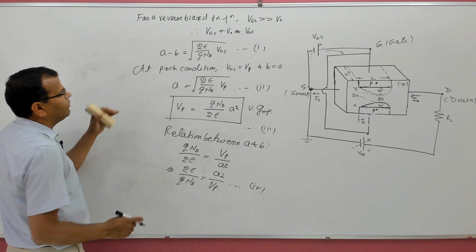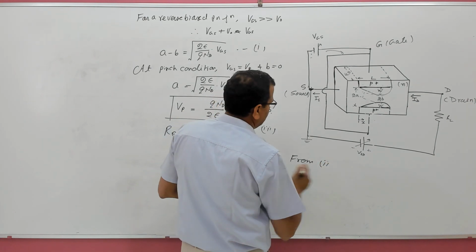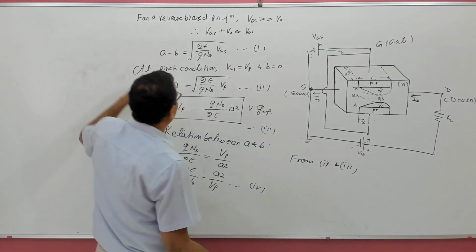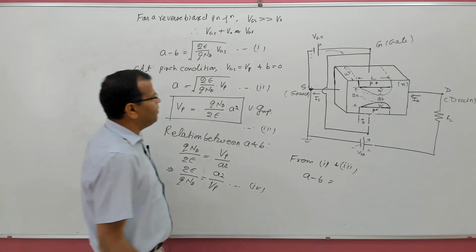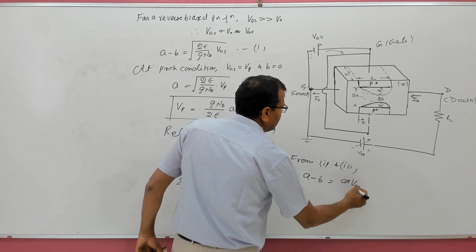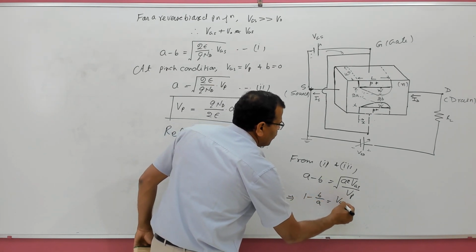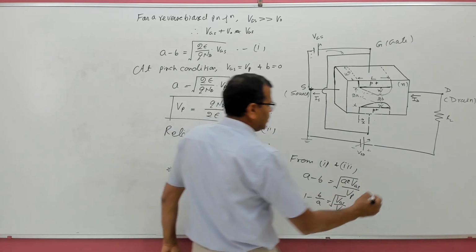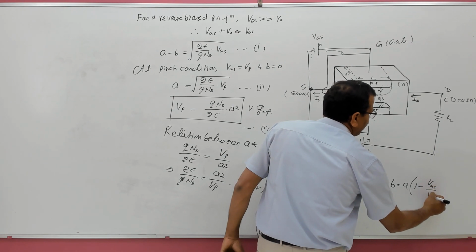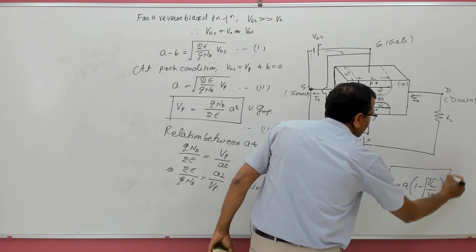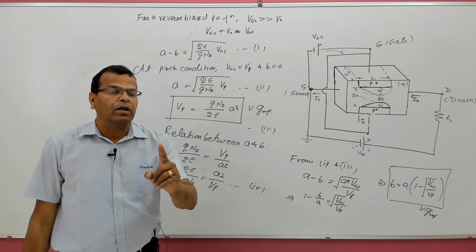So if you derive the relation from equation first and third, what do we get? A minus B is equal to 2 epsilon by Q ND, and 2 epsilon by Q ND is A square by VP. So that gives the square root of A square VGS by VP, or this gives 1 minus B by A is equal to the square root of VGS by VP, or this gives the relation B is equal to A into (1 minus the square root of VGS by VP). This is an important relation which will be used for derivation of the drain resistance in ohmic region.